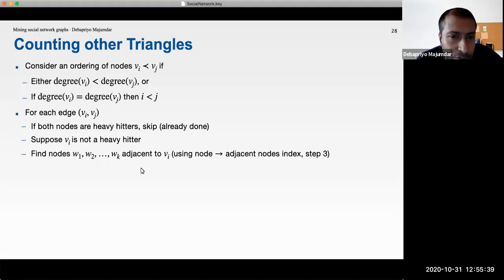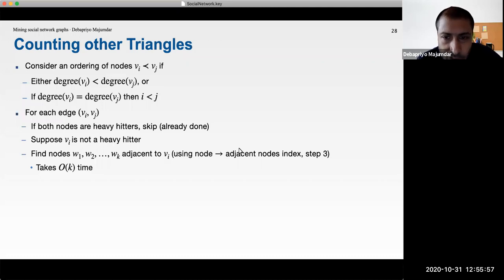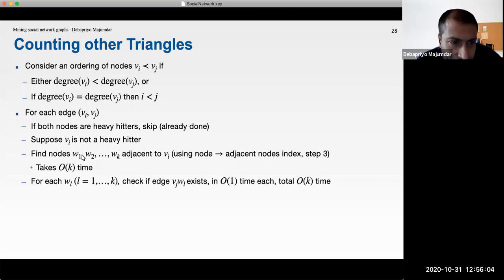Then we'll use our adjacency list index for Vi to find the nodes adjacent to Vi. So W1 to Wk will be the nodes adjacent to Vi. To access the list takes order one time, but then enumerating the list or reading the list takes order k time. Now, for each of these Wl, for l equal to 1 to k, we know Vi, Wl are already edges. So we need to check whether they are also edges with Vj. So we need to check whether Vj, Wl exists. And that we can check in order one time for each of these, but there are k of them. So it will take order k time to check whether they are also connected to Vj.